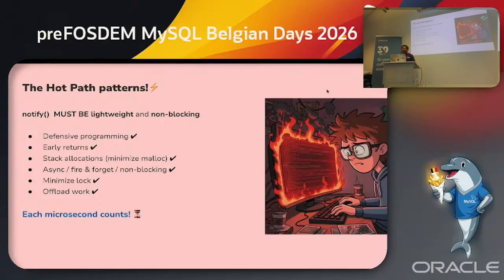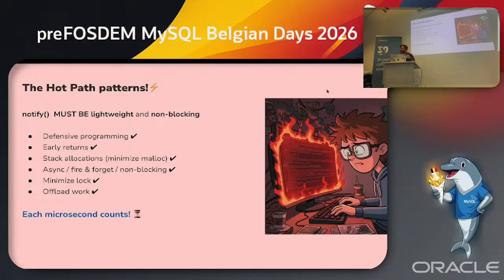Early returns. You don't need to process things that you can avoid, right? If you know that the event you're receiving is not something interesting for you, just return. Say, MySQL, I'm not interested anymore. Keep going. Stack allocations. Raise your hand if you know what a heap versus stack allocation is. Okay. So basically that means don't use malloc or similar in the plugin. Try to avoid it as much as possible because that takes a lot of CPU and also causes fragmentation of the memory and so on. So use the stack of your function as much as possible.